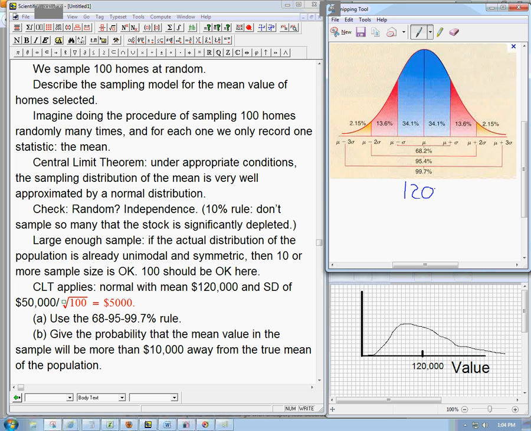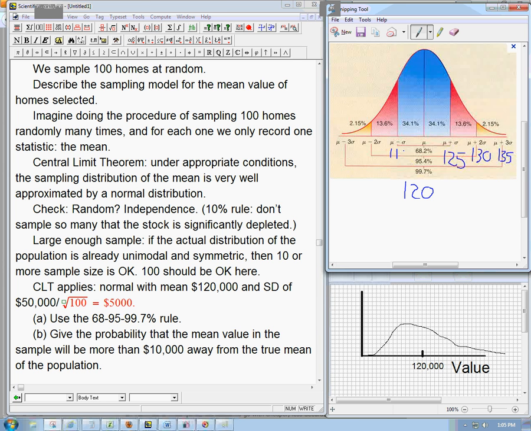120. Let's do it in thousands, so I don't have to write a lot of zeros. And then mu plus sigma, one standard deviation, is going to be 125. And then mu plus 2 sigma is going to be 130. And here it's going to be 135. That's not so bad. I'm actually doing this with a mouse, not a stylus or anything.